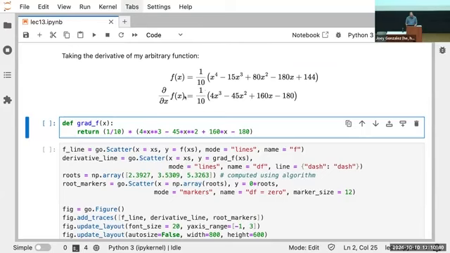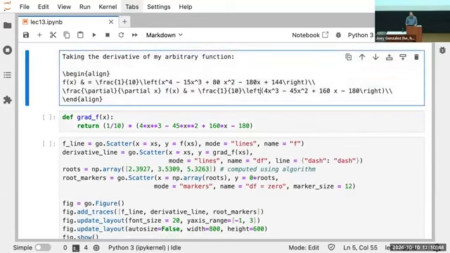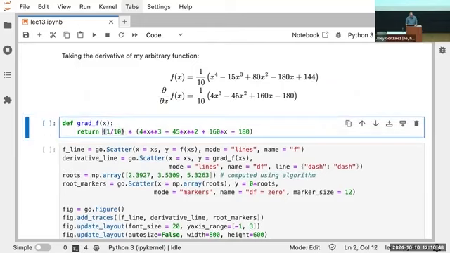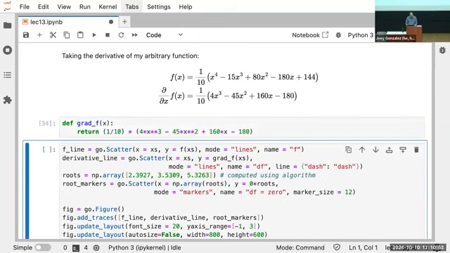All right, so I have my gradient. I derived this in LaTeX here. I've just implemented this exact equation down below: 1/10 times all these things right here. They made no mistakes.